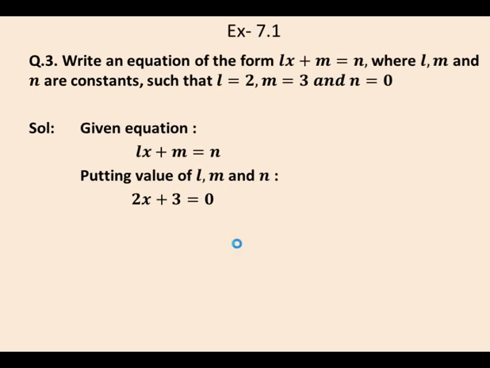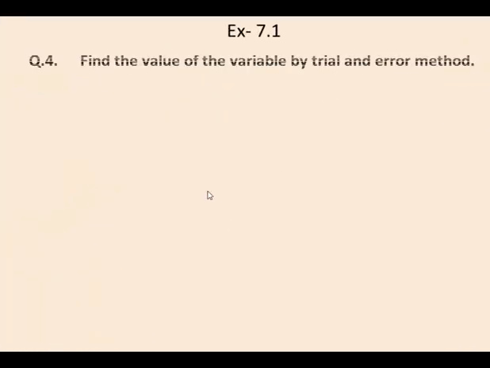Okay. Then what we are having? Question number 4. Find the value of the variable by trial and error method. So by trial and error method what we are doing? As we already discussed, in this method we try different values of the variable, and where we find LHS equal to RHS, that will be our answer.